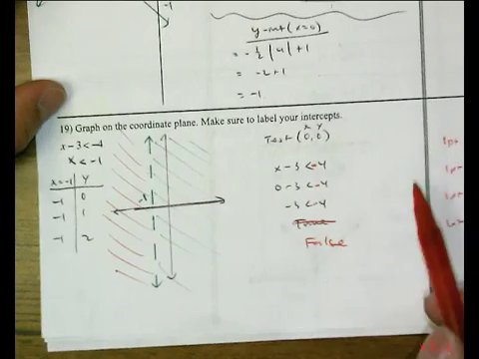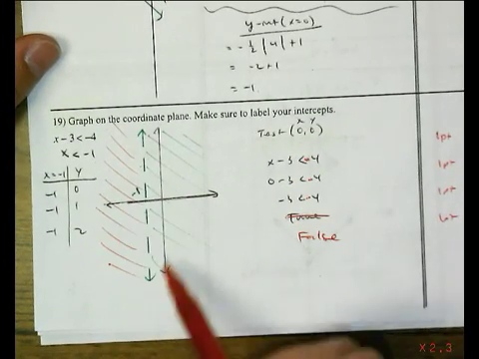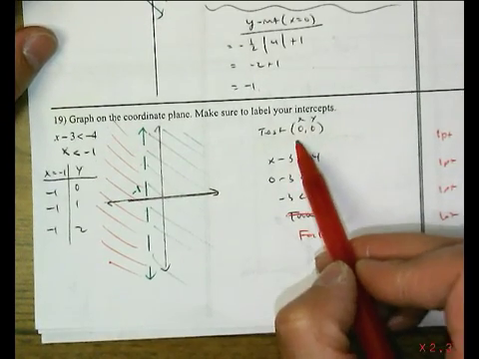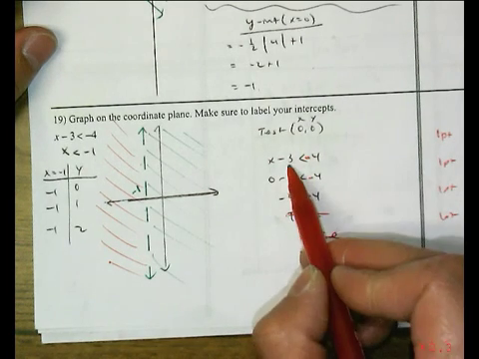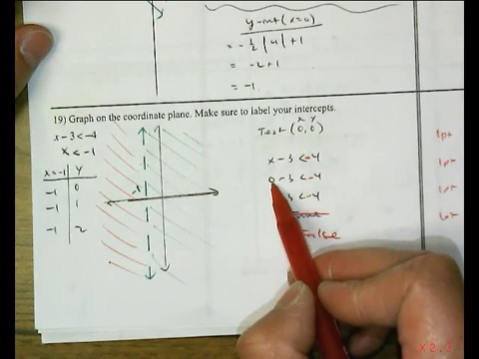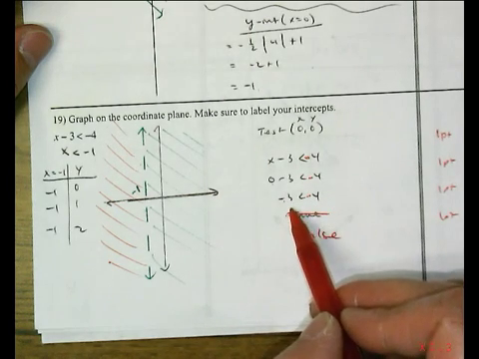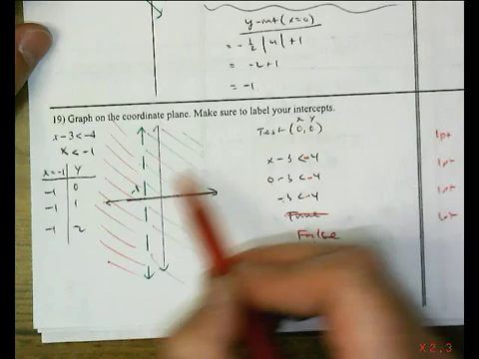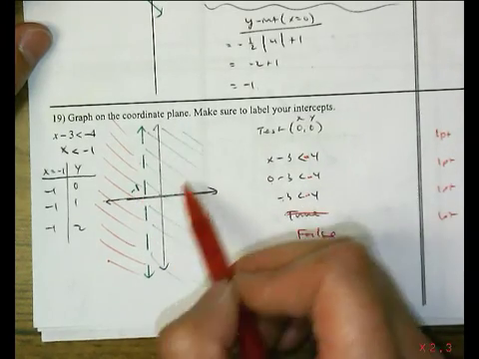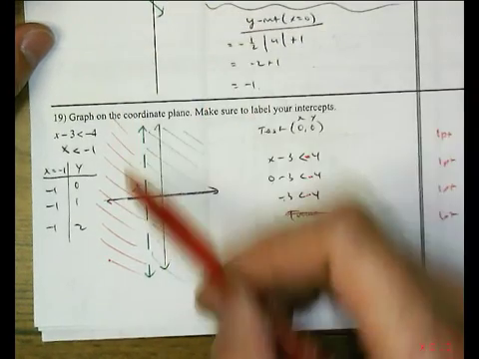And to test which side you're going to shade, looks like I've shaded both. So if I put in 0, 0 here, I get 0 minus 3, which is negative 3. Negative 3 is less than negative 4. This is false. So the ordered pair 0, 0 is false. So green should not be there. My solution is there in the red.